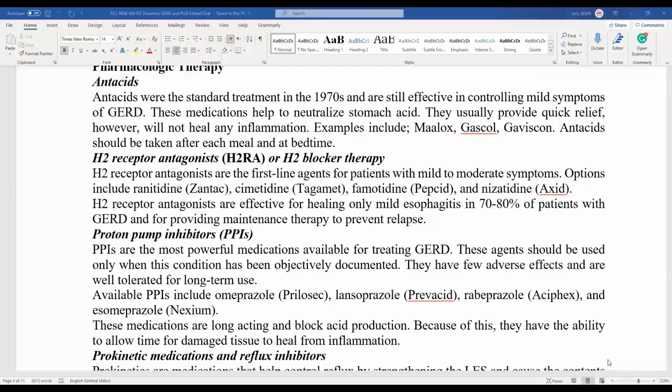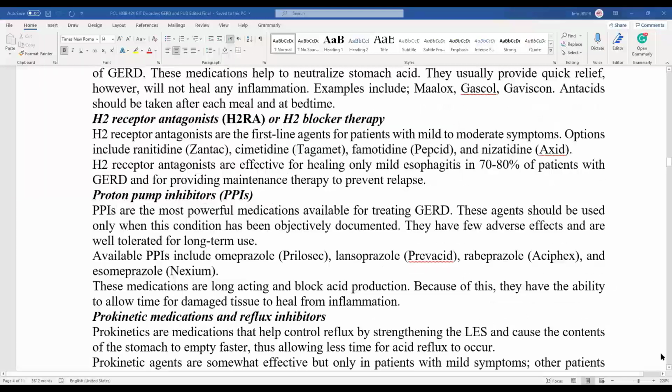Lifestyle modification. And then when we have to give drugs, we can start with antacid, especially if it is just a mild GERD, whereby this antacid can be combined with lifestyle modification. But it's only when we are not making progress with that patient, then we can go on to the H2 blocker therapy. And if you're still not making much progress, we go to the proton pump inhibitor.